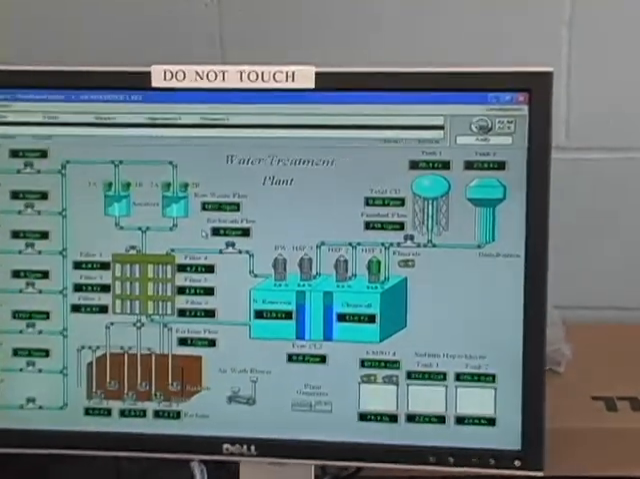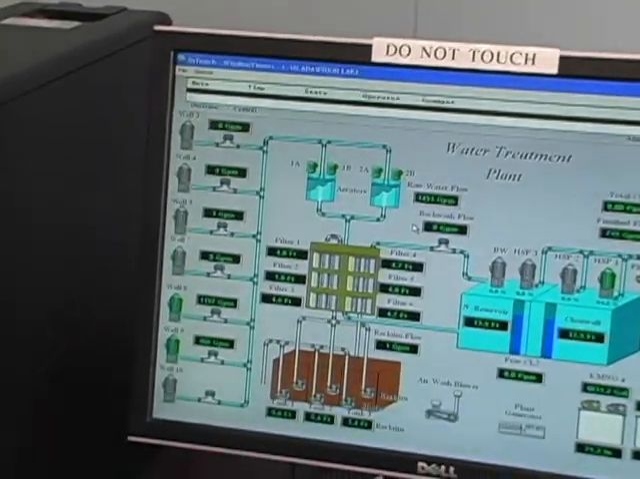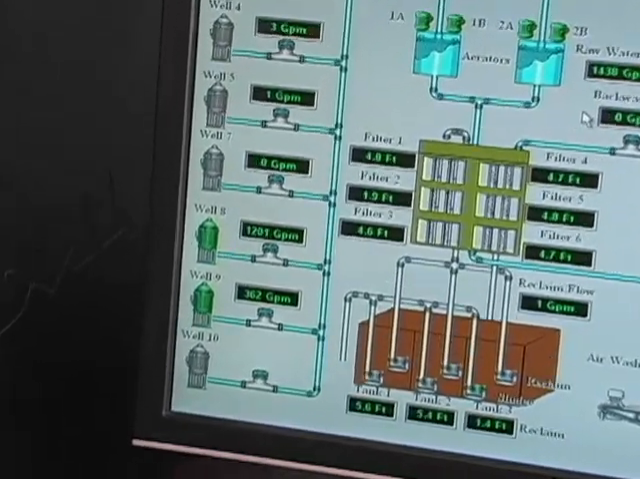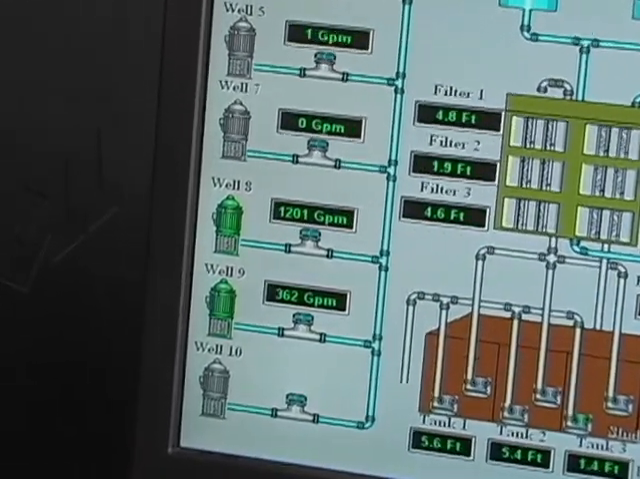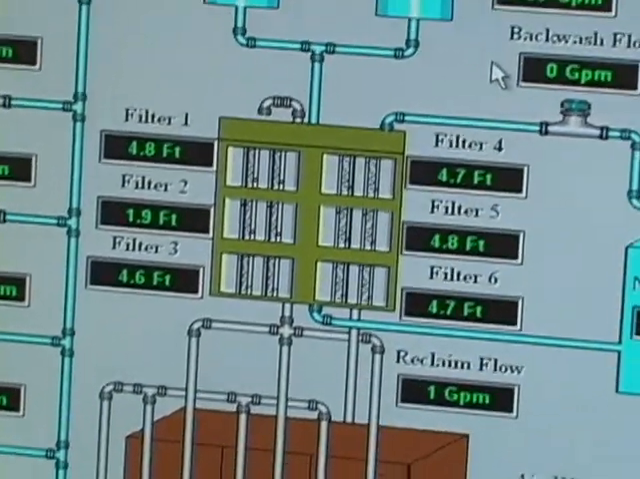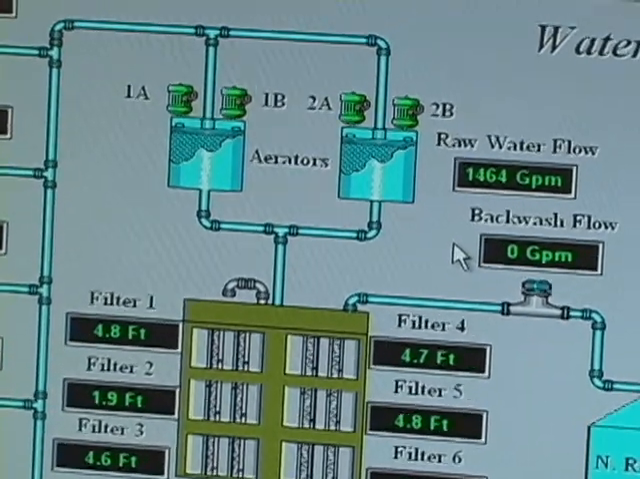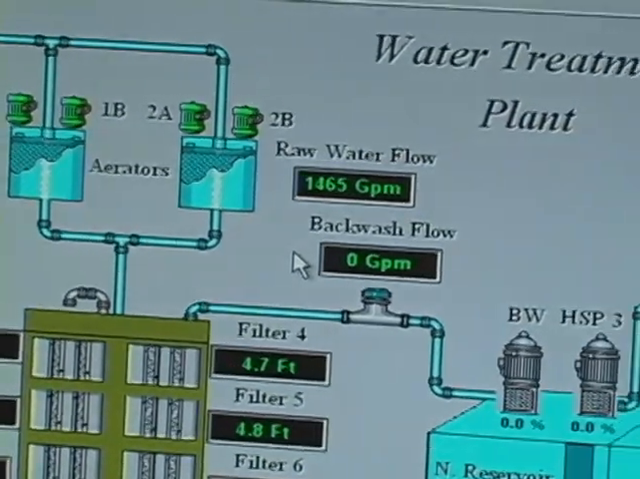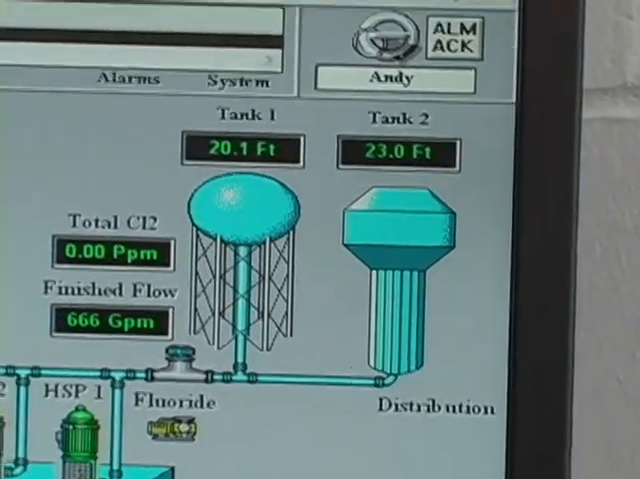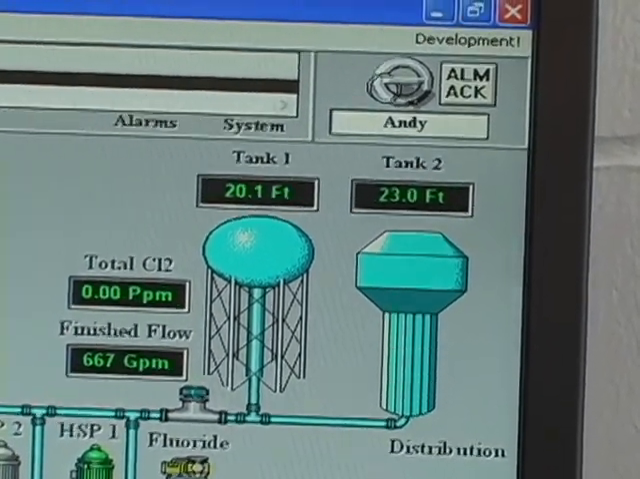This screen shows the overview of the water treatment facility. It will show the number of wells that are running and pumping water to the treatment facility and their flow rates. The screen also shows any equipment that is operating and the flow rates through that equipment at the water treatment facility. It also shows an overview of the water treatment system and the elevation of the water in the towers.